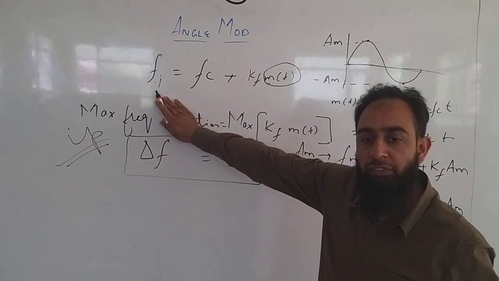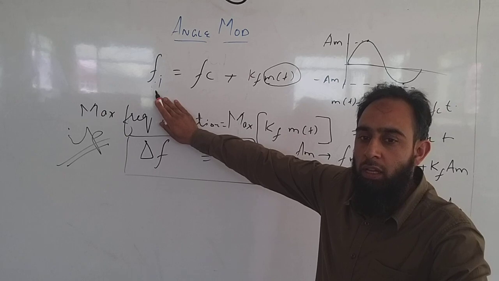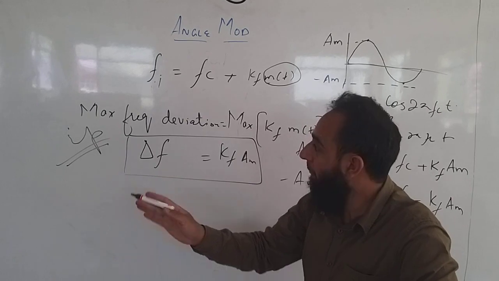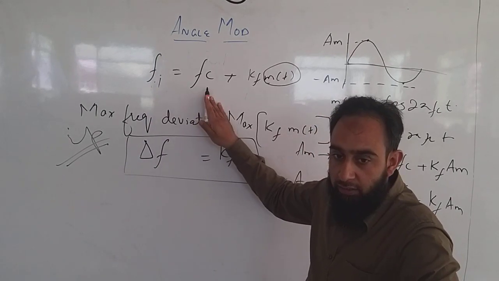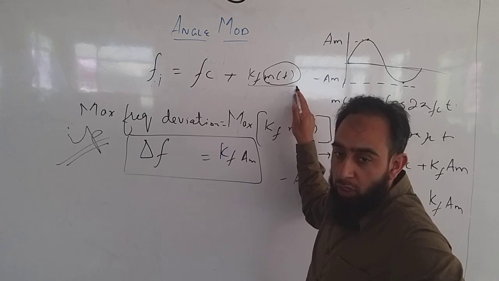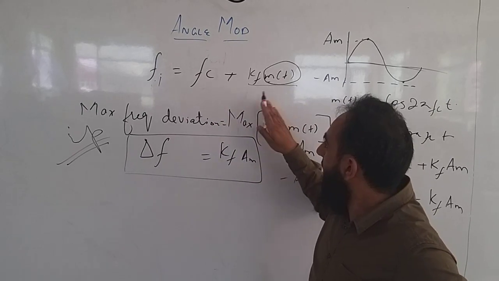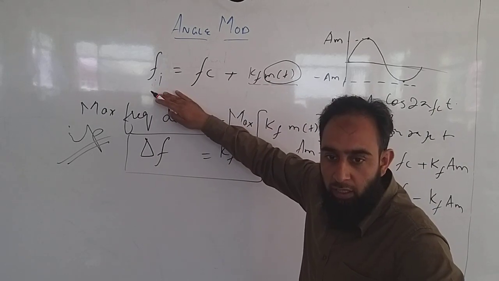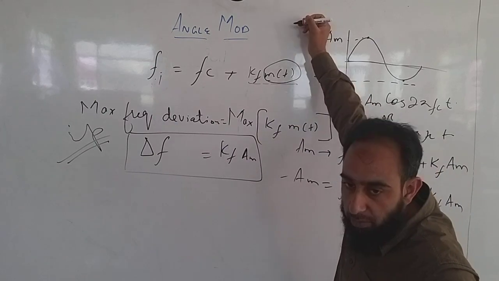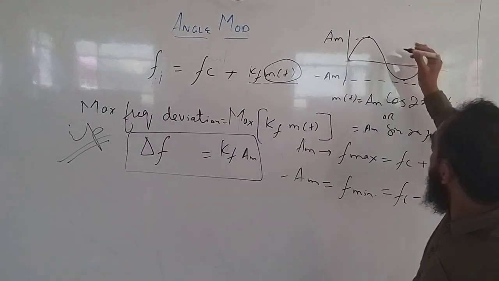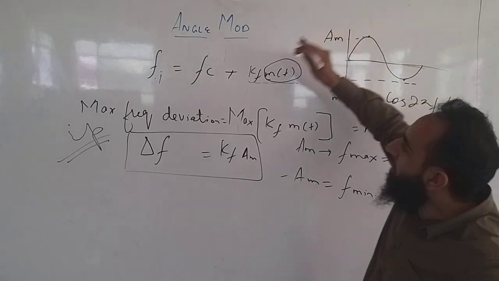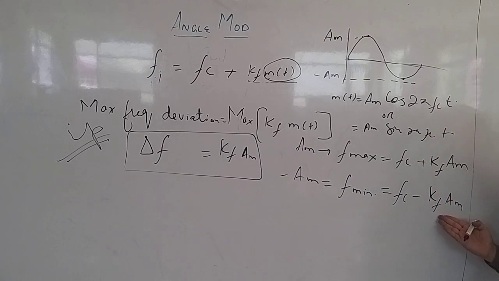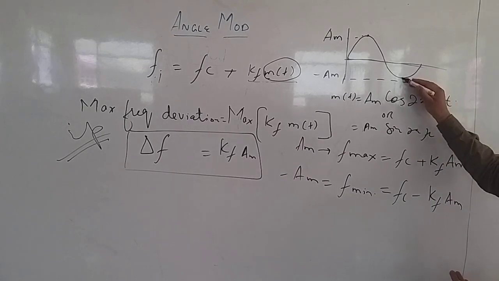ये फ्रीक्वेंसी Fi का वैल्यू, Fi क्या है? Fi है instantaneous value of the carrier frequency after modulation. बेसिस तो Fc रहता, जब m of t 0 होगा तो Fi और Fc बराबर होगा. m of t का जब वैल्यू थोड़ा सा बढ़ेगा, Fi का वैल्यू थोड़ा सा बढ़ेगा. अब हमने लिया इस m of t का मैक्सिमम वैल्यू. m of t का मैक्सिमम वैल्यू क्या है? वो है ना Am. So that's why F max will be Fc plus KfAm, which is there. Obviously, then F min will be generated by minus Am.